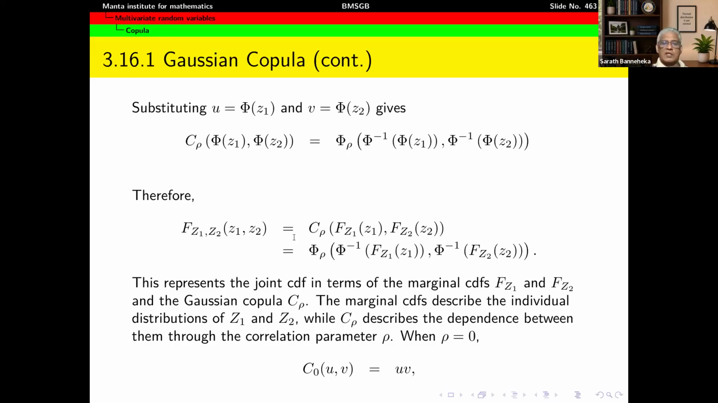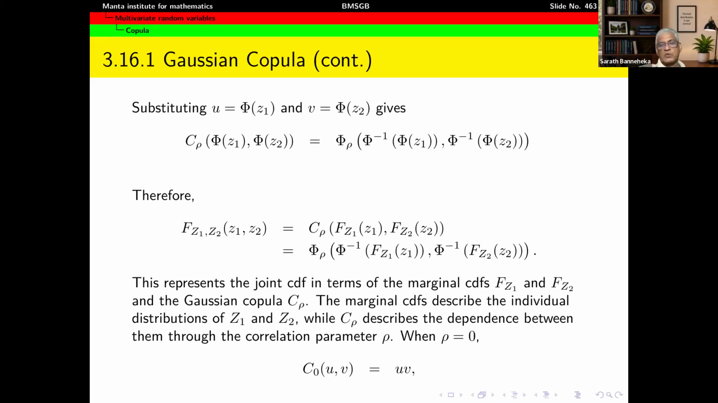So it's clear that this expression shows the joint CDF as a function of the individual marginal CDFs through this function. So this represents the joint CDF in terms of the marginal CDFs F Z1 and F Z2 and the Gaussian copula C rho here. The marginal CDFs describe the individual distributions of Z1 and Z2, while C rho describes the dependence between Z1 and Z2 through the correlation parameter rho.